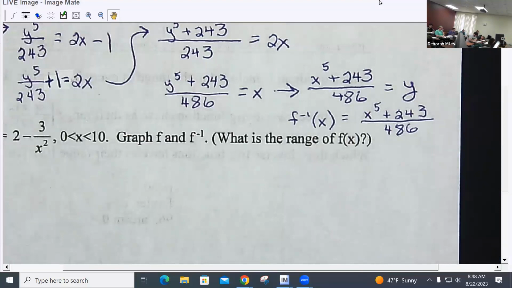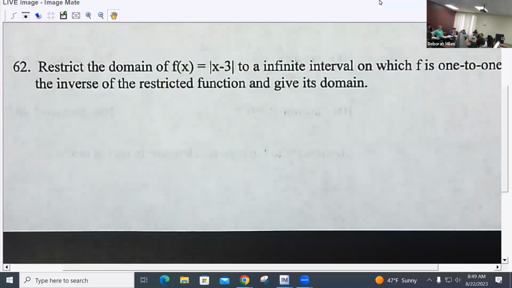Any number in the whole wide world, we can raise it to the fifth power and then evaluate that. So both domain and range are negative infinity to infinity. You have 7 minutes. Let me skip the next example for a minute. At least it's the same kind of problem.